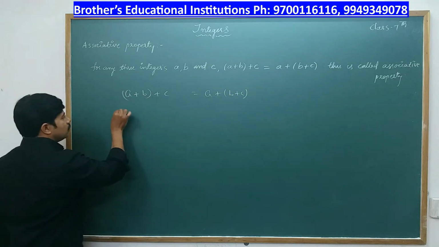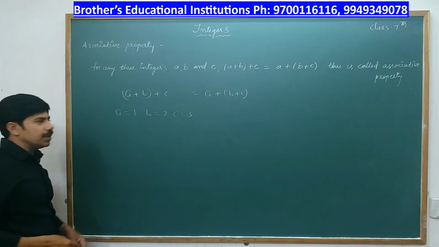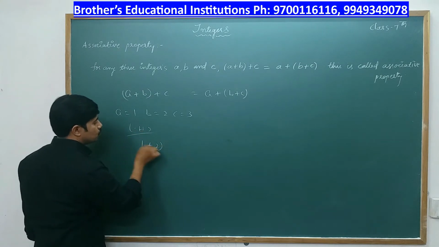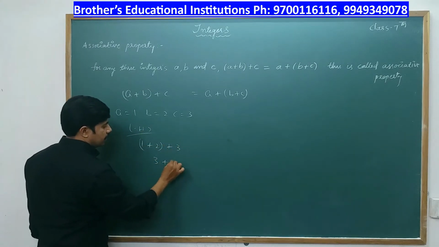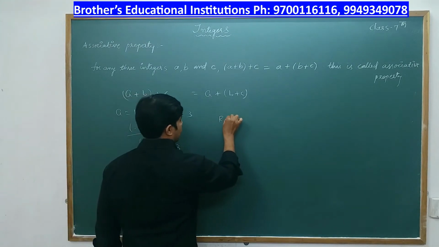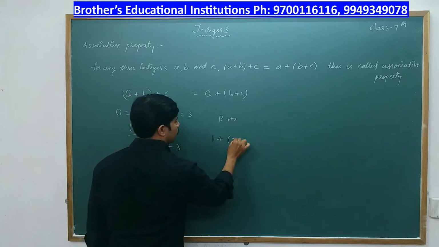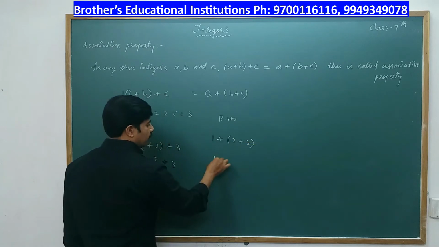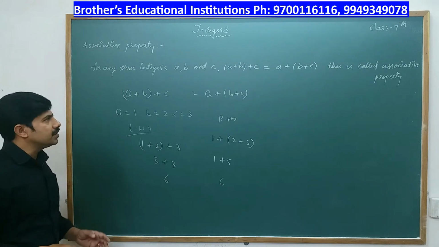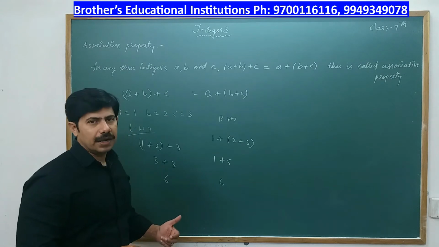So we assume the values of a, b and c. We can assume any three values, right? We'll substitute in LHS. That is (1 plus 2) plus 3. That is 3 plus 3. The result is 6. Then after that we take RHS. RHS is a plus (b plus c), so that is 1 plus (2 plus 3). So we get 1 plus 5, that is 6. So here we got LHS is equal to RHS. So we say that the associative property holds under addition.